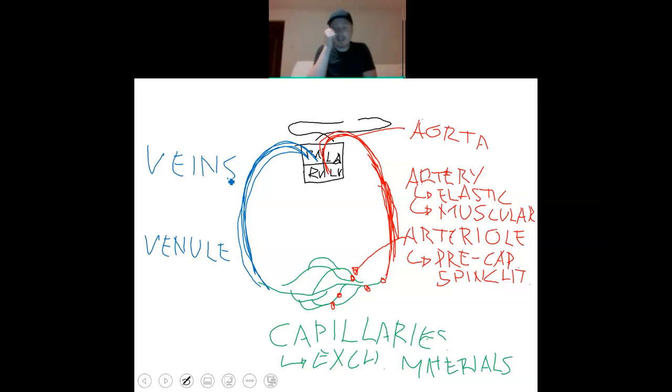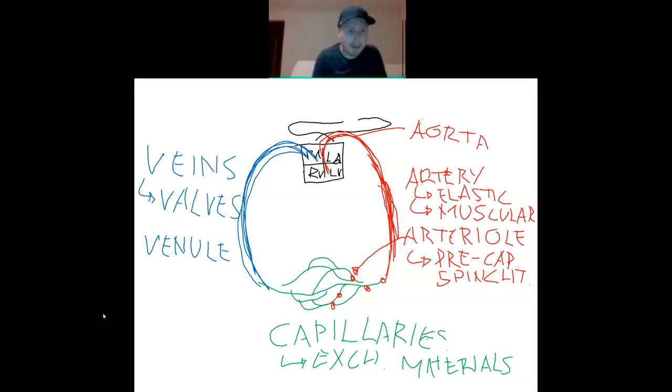And really, the big thing to remember with the veins was that we had valves. So those were similar to what we saw in the heart that made sure that blood can only go one direction and one direction only. So we're preventing the backflow of the blood to where it shouldn't be going.